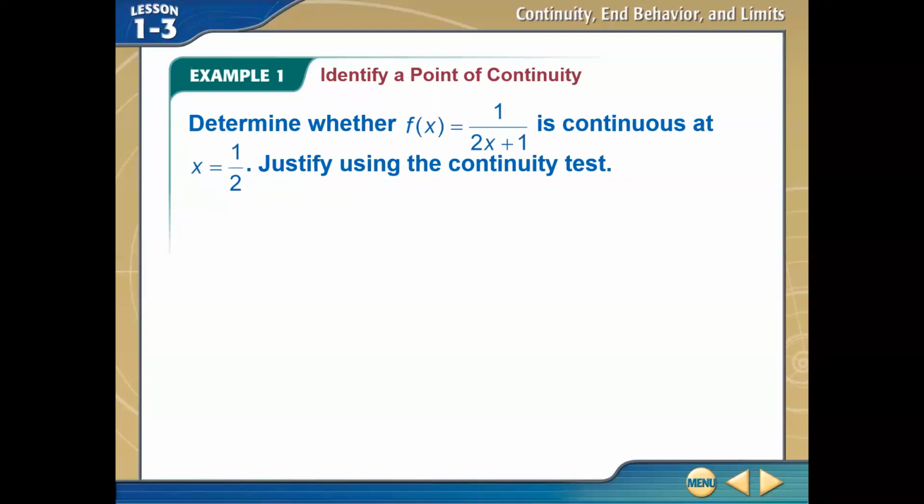Okay, this is where your technology allows you to do this very quickly. I believe it was in lesson 1.1, we were able to plug in 1/2 for x. And once we do that, we're going to get 2 times 1/2 is equal to 1, so we're going to get 1/2, or f of 1/2 is equal to 1/2. This is the technology part because it makes your life simple.